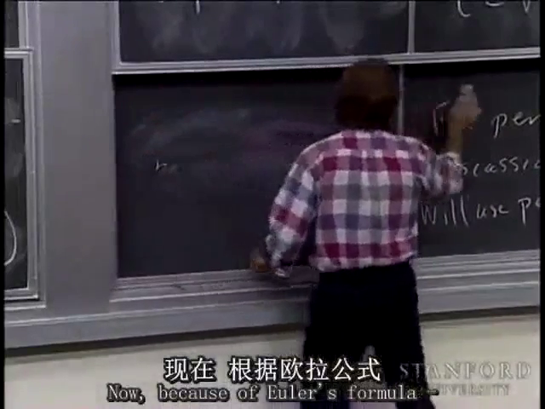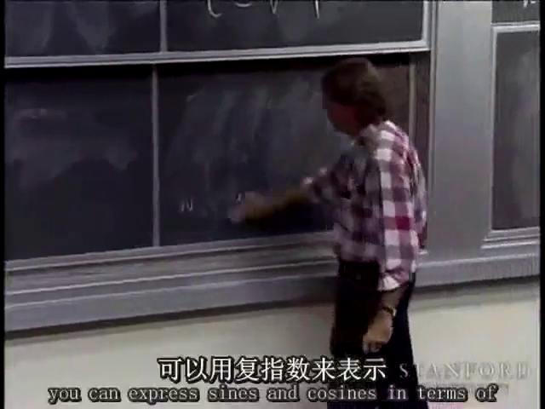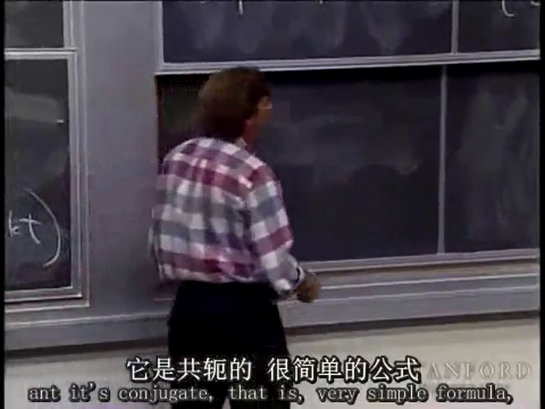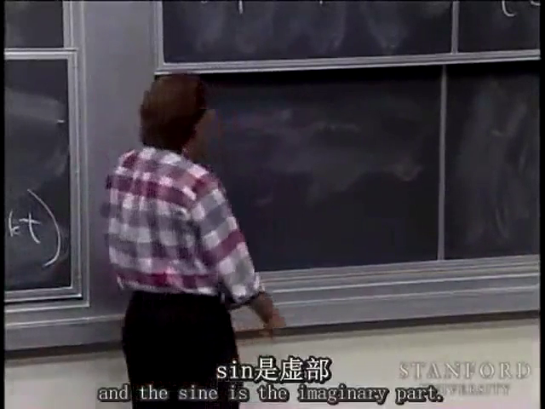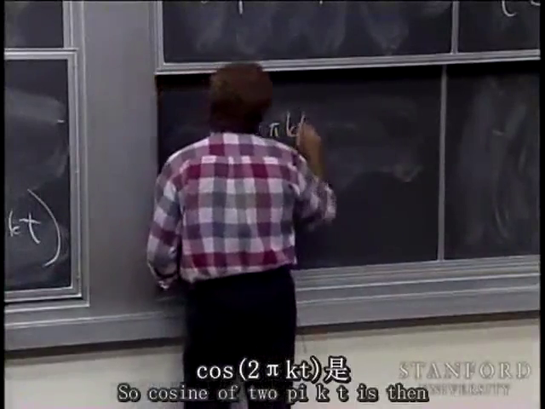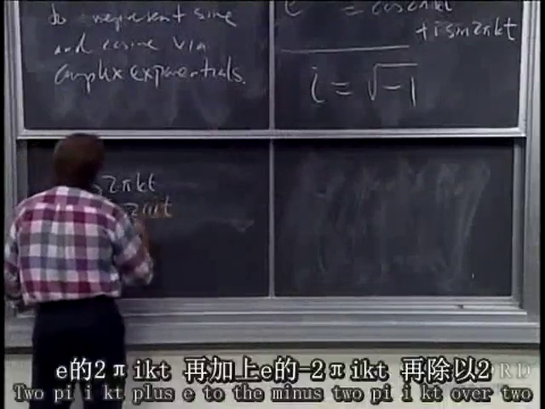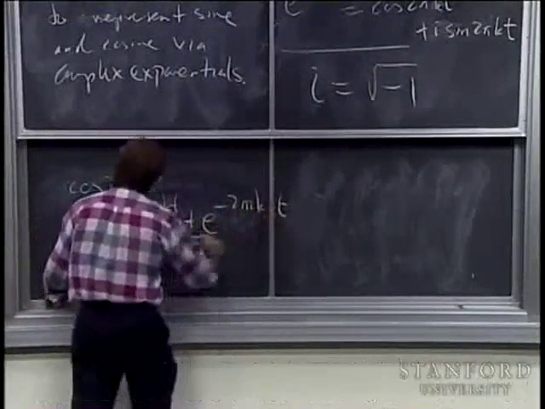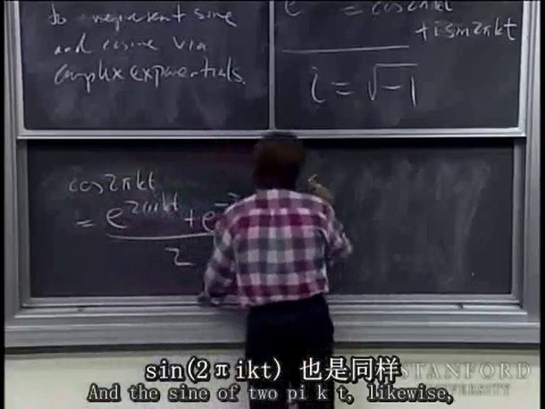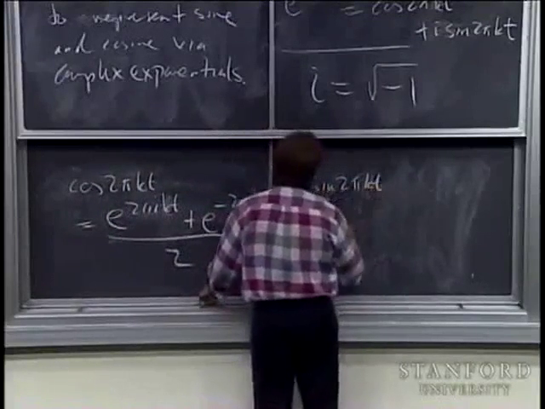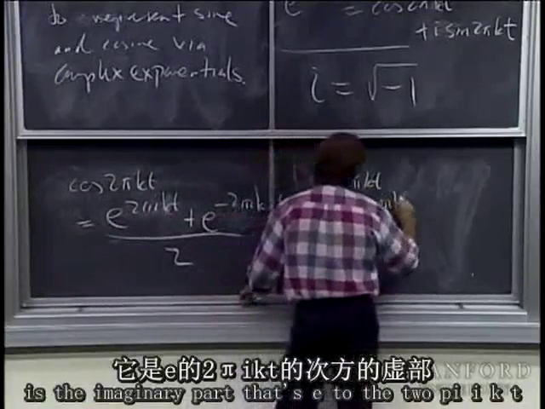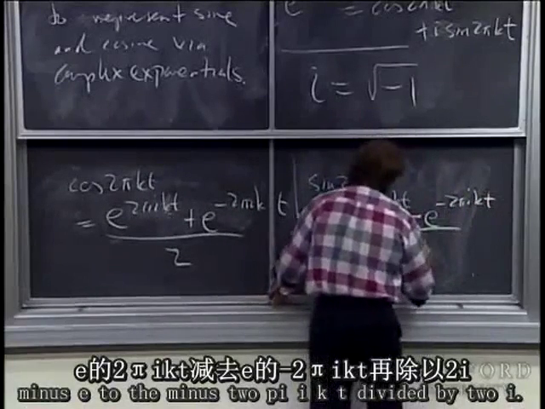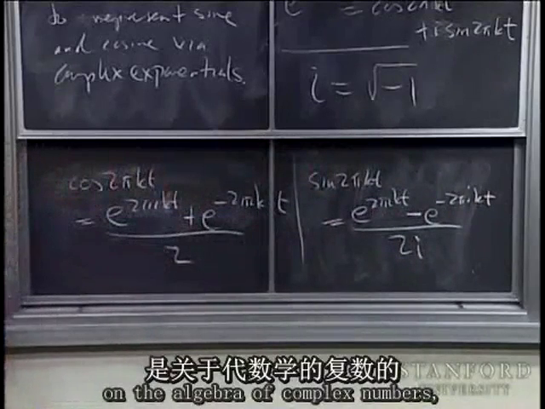Now, because of Euler's famous formula, you can express sines and cosines in terms of the complex exponential and its conjugate. That is a very simple formula. The cosine is the real part and the sine is the imaginary part. So cosine of 2 pi kt is e to the 2 pi i kt plus e to the minus 2 pi i kt, over 2. And the sine of 2 pi kt, likewise, is the imaginary part. That's e to the 2 pi i kt minus e to the minus 2 pi i kt, divided by 2i.